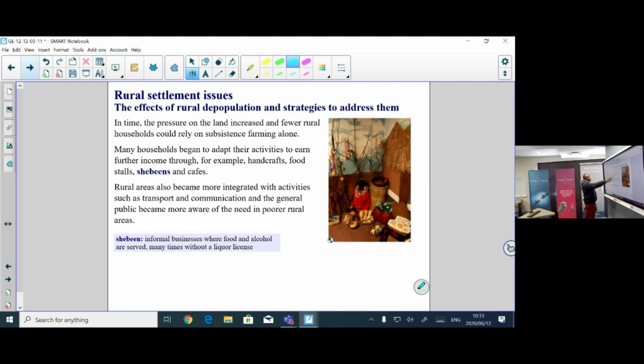So you find that people are now doing some activities other than just farming. People are doing other activities like handicrafts. They have food stores where they sell foods, maybe along the highways and so forth. And they also provide shebeens, where even people from the cities would want to go to the countryside, and they go there and drink in the shebeens. Then cafes as well. People want to go to the countryside and enjoy there and be away from the hustle and bustle of the cities.